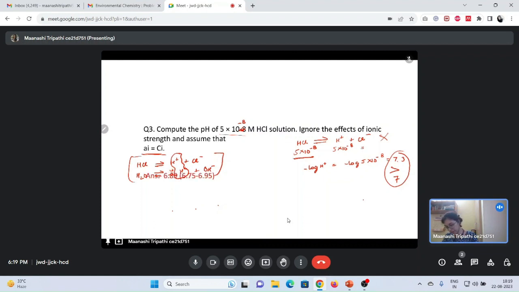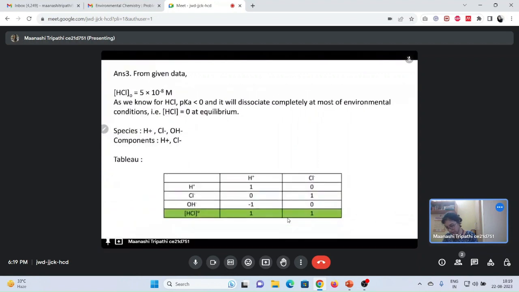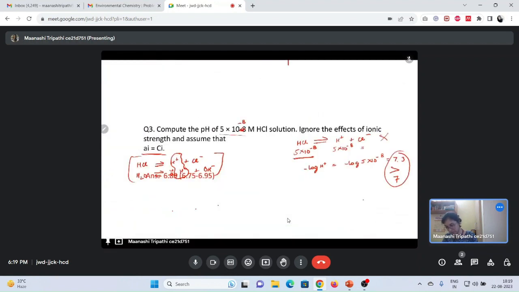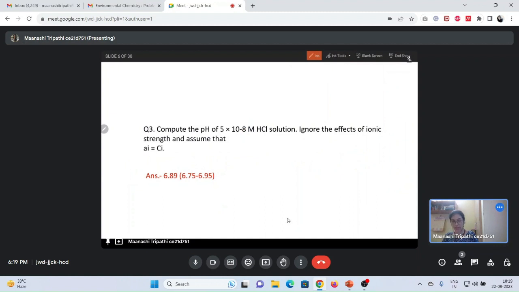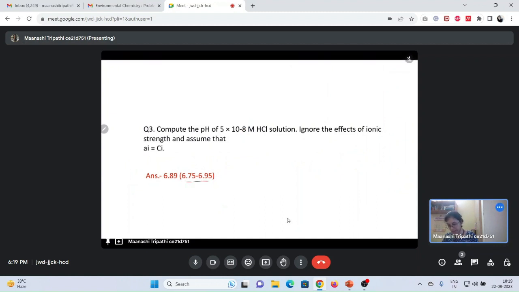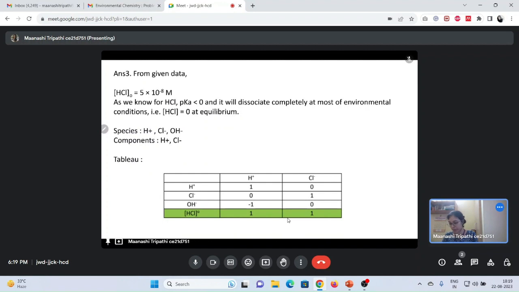I'll clear the screen for you so that you can get the solution. Okay, so the answer is 6.89, and this is the acceptable range by the computer. So 6.89 is the correct answer. We'll see how we are getting this. This will be solved in Visual MINTEQ, and you can solve it manually also, but Visual MINTEQ is an easier approach for this kind of question.